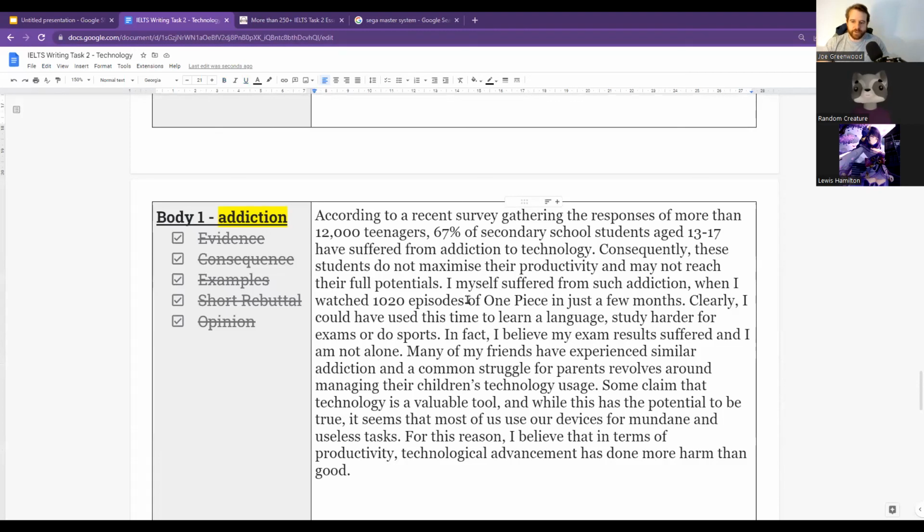I myself suffered from such addiction when I watched 1,020 episodes of One Piece in just a few months. Clearly, I could have used this time to learn a language, study harder for exams, or do sports. In fact, I believe my exam results suffered and I am not alone. Many of my friends have experienced similar addiction, and a common struggle for parents revolves around managing their children's technology usage.